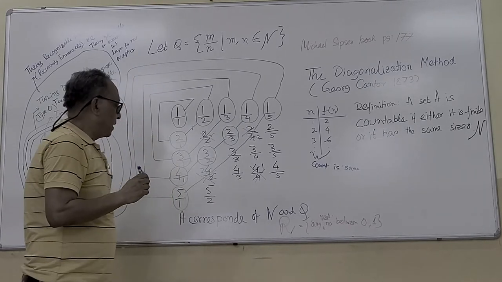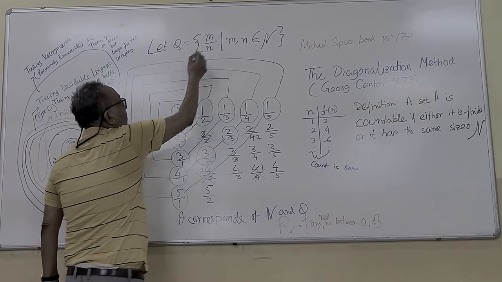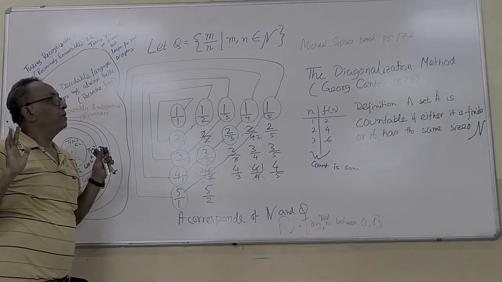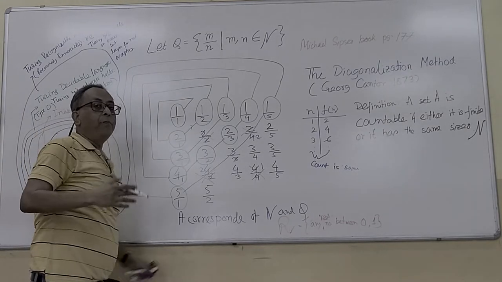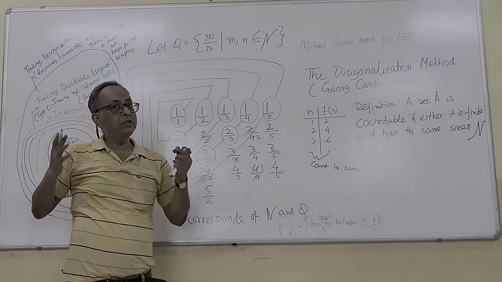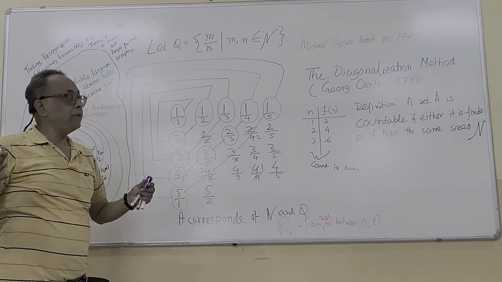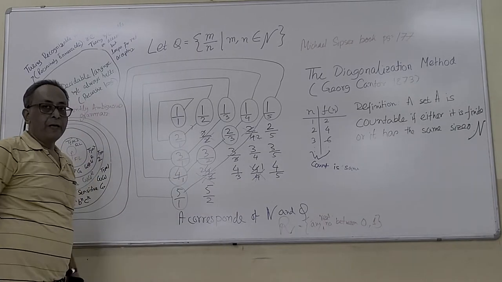Let's see another example. We have a ratio n by n. N and n are both natural numbers. We might think that n by n may be a huge number, more than the natural numbers. But it is not true. How can I show it? That is a famous diagonalization proof.